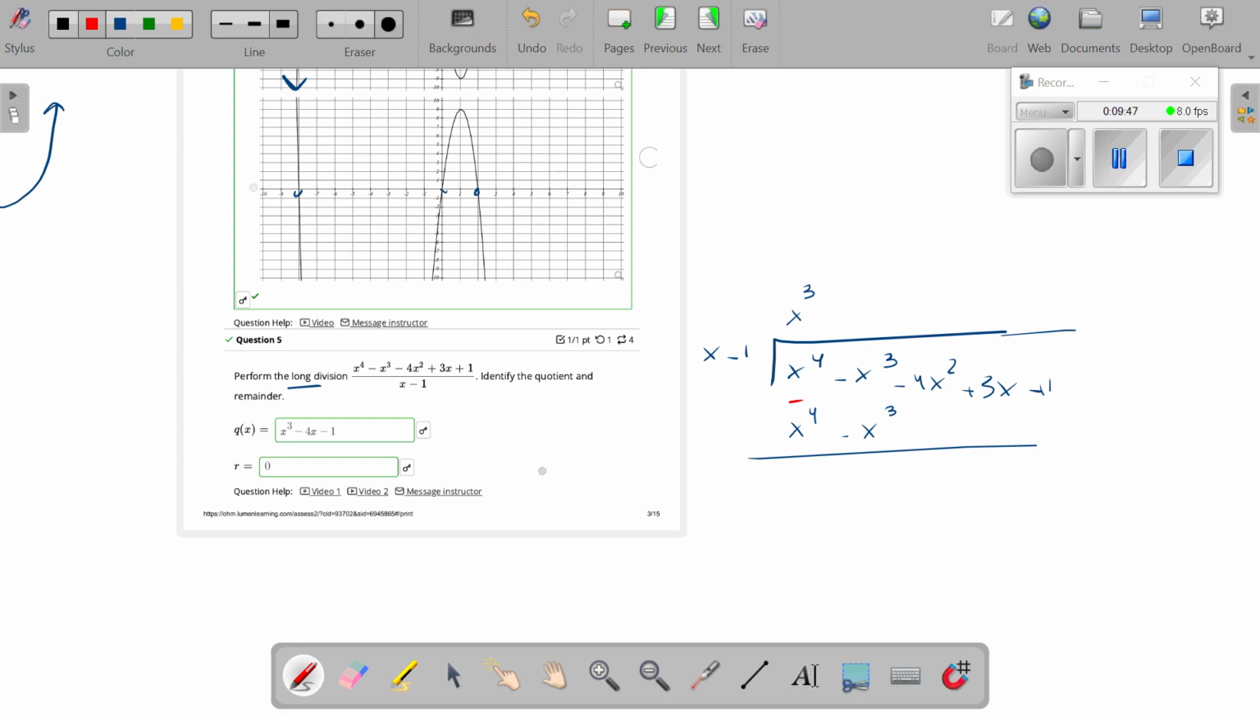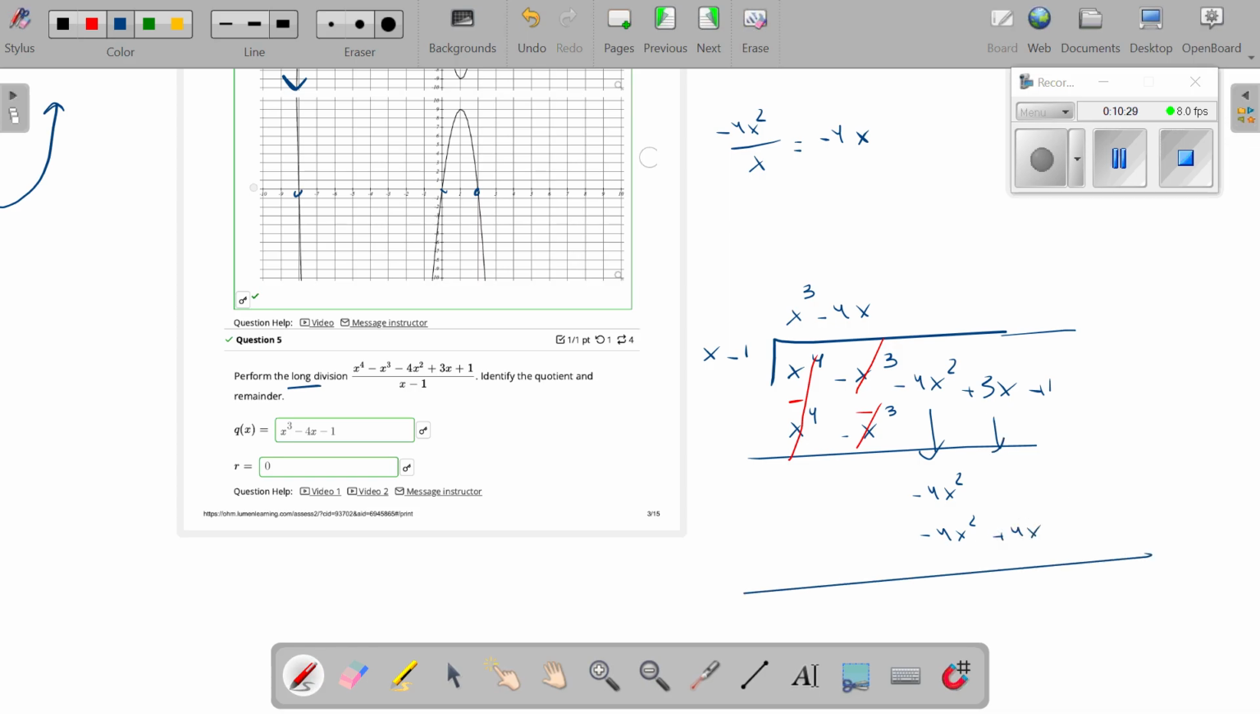X to the 4 minus x to the 4, they cancel each other. Negative x to the 3 minus negative x to the 3, they also cancel each other. So now I'm going to bring this one down. Next term, negative 4x squared. Divide this by the first term. Negative 4x squared divided by x will be negative 4x. So I'm going to write that here. Now, negative 4x times x will be negative 4x squared. Negative 4x times negative 1 will be positive 4x.